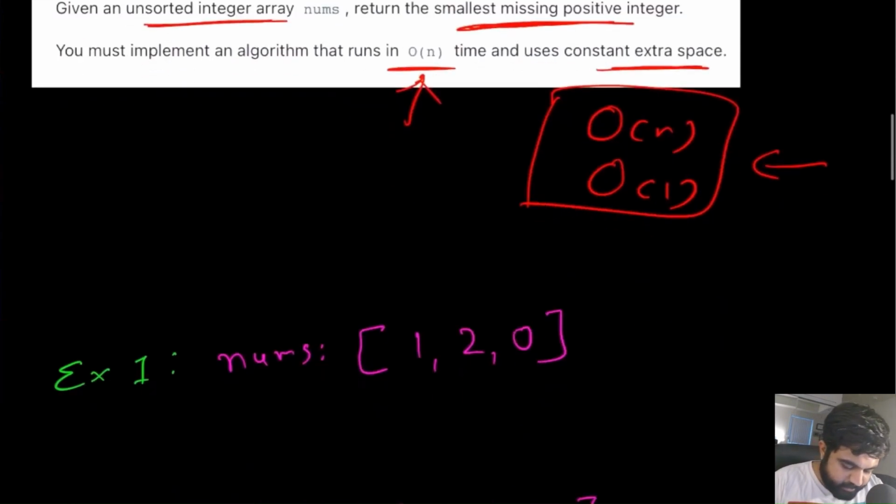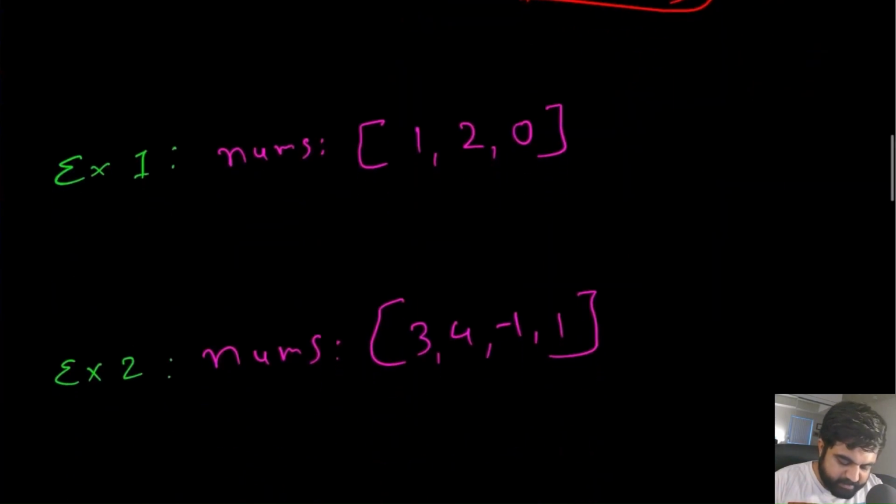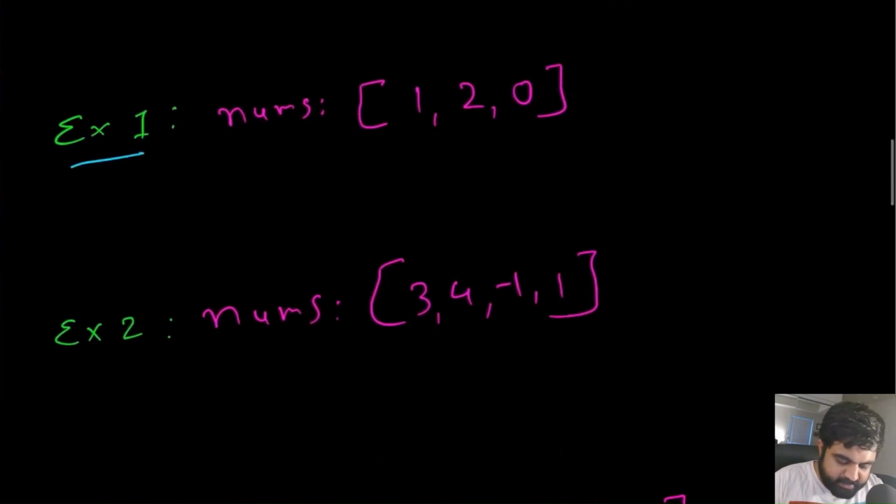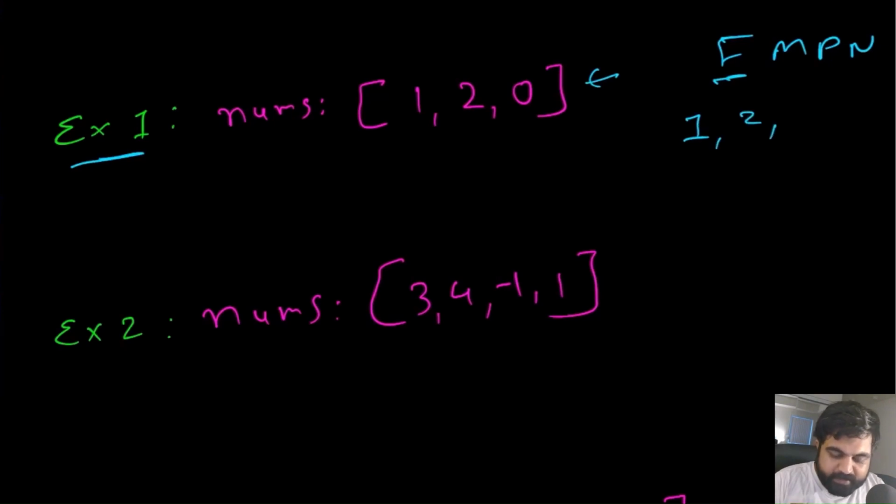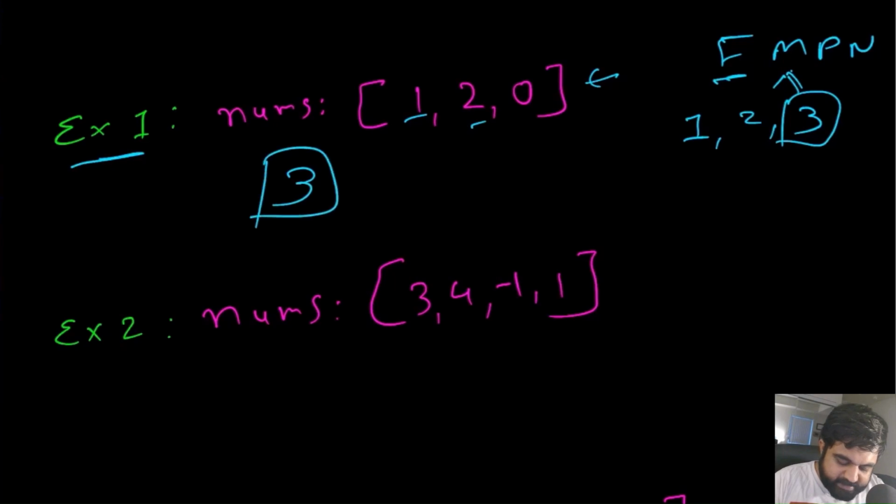Now first let's try to understand with a few examples what this problem is asking us to do. In this case, we are given a nums array with these values. Now we are trying to find the first missing positive number. What is the first positive number? It's going to be 1. Then what is the second positive number? It's going to be 2. What would be the next one? It would be 3. Since 1 and 2 both are present, 3 is the first missing positive number, so we need to return 3 as the answer.